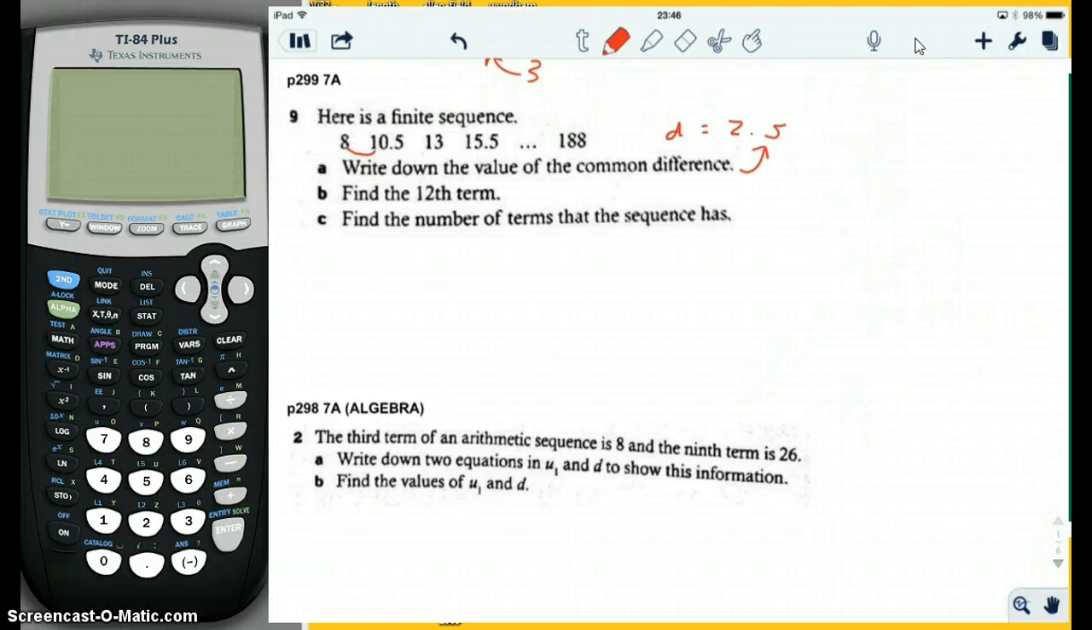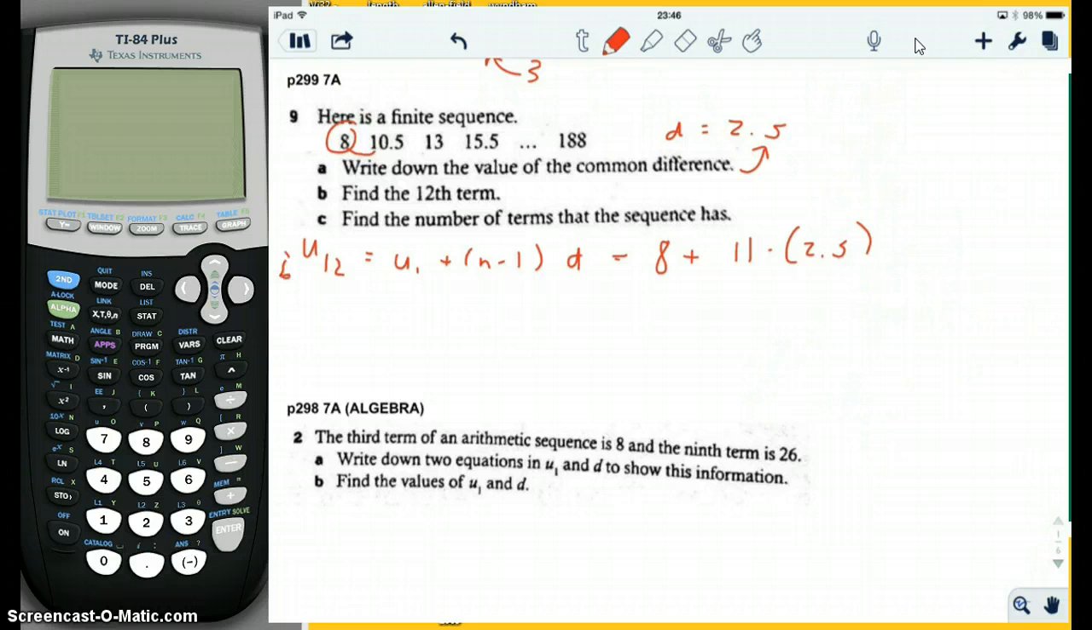Find the 12th term. So you go u12 is equal to u1 plus n minus 1 times d. Well, n minus 1 is 12 minus 1, which would be 11. And u1 is 8, right? So I could say 8 plus 12 minus 1, 11, times d, which is 2.5. Okay, so you can work that out.